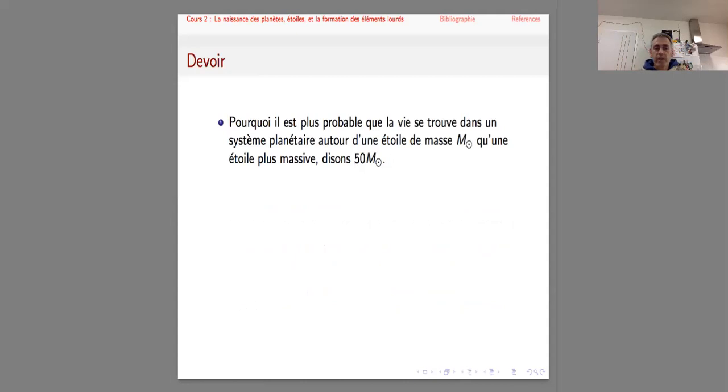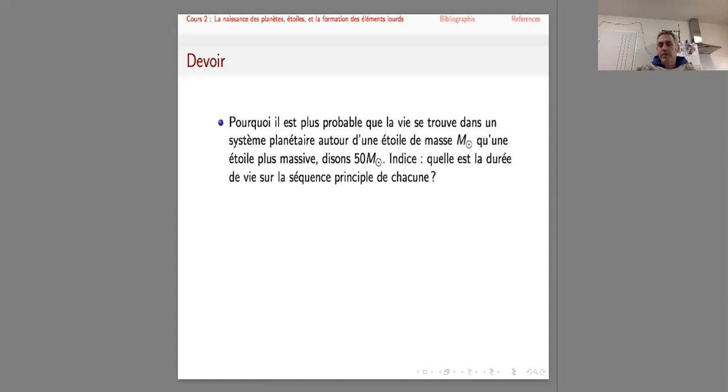Okay, let's finish with a little puzzle for you. Why is it more likely for life to form on a planet in a planetary system around a star of mass similar to the solar mass than it is for a corresponding planet orbiting around a much more massive star? Why would that be? What's the mass of the star got to do with it?